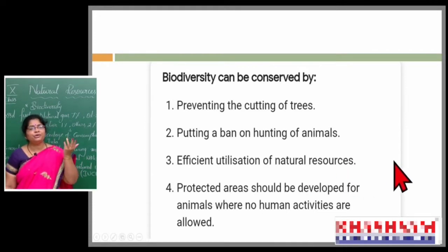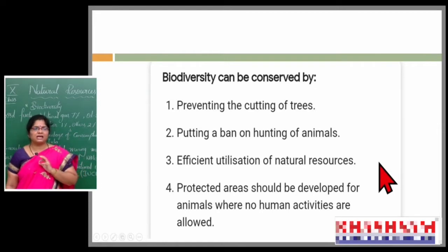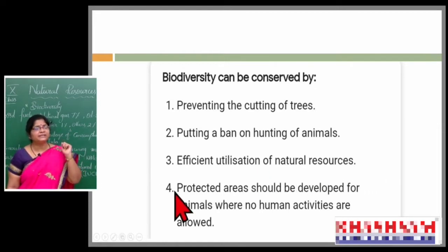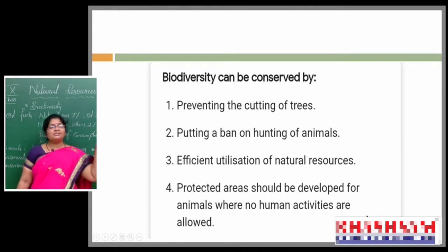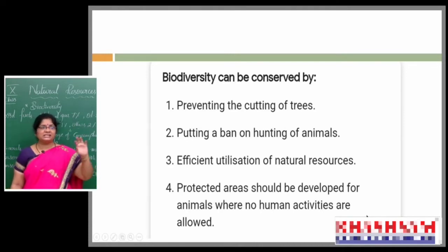More than that, if we overuse it, it will bring scarcity, particularly of that natural resource. Protected areas should be developed for animals where no human activities are allowed. If you visit any forest area, you will see some boards nearby saying that this is a reserved forest area. So here, such and such animals are present, don't hunt those organisms, like that. So here the government's help is also a must to protect some kinds of natural resources.